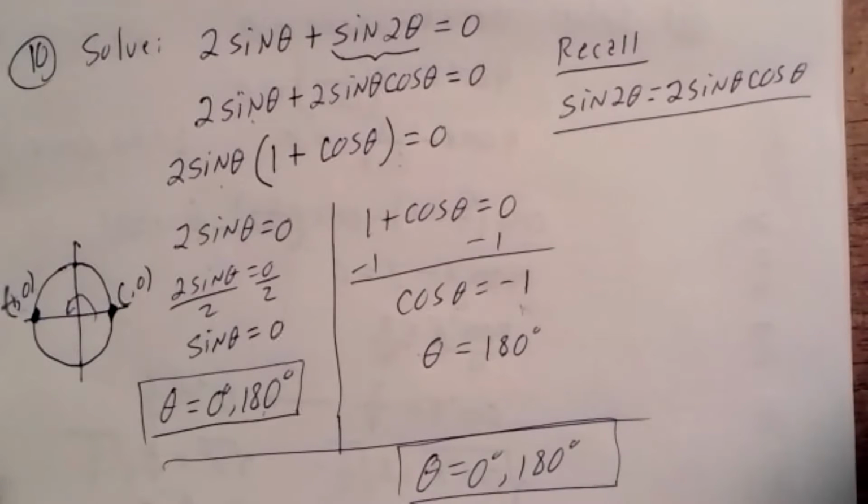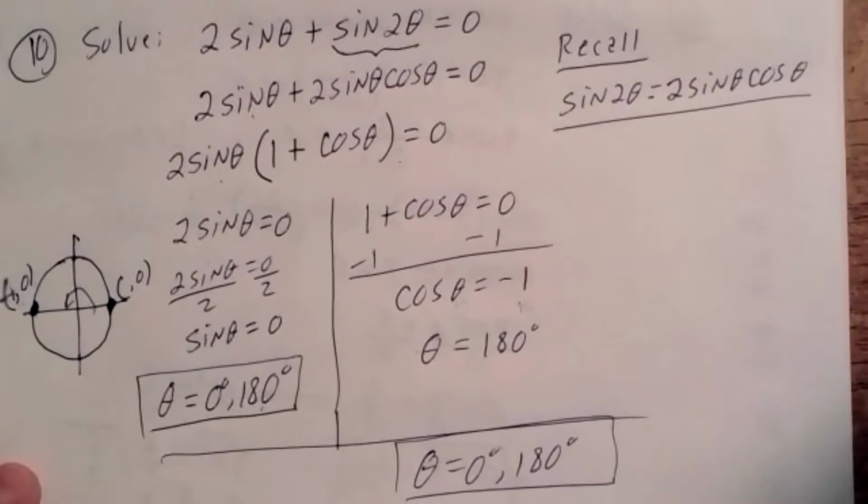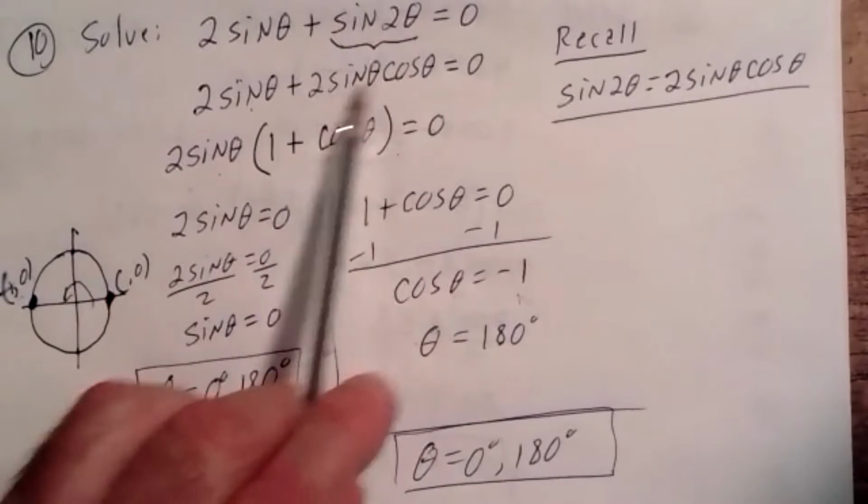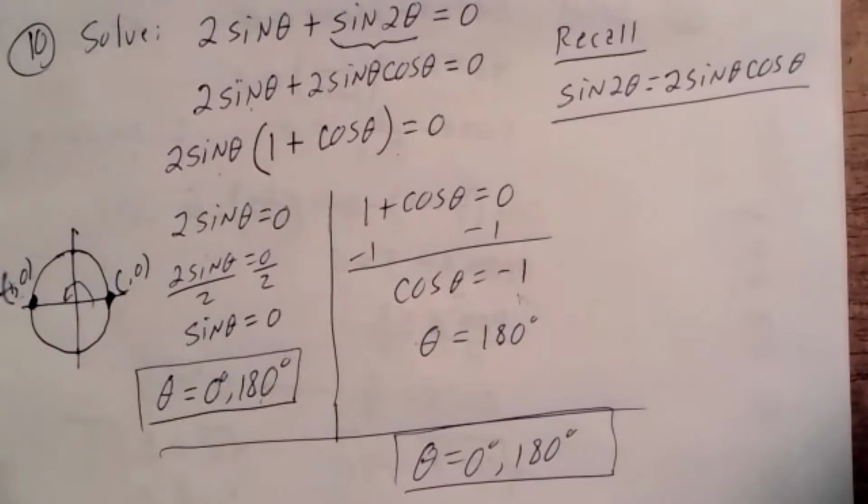Any questions on how we solve this one? Notice we at times have to tap into some previous identities that we dealt with in the past. That's another thing that is often needed, using an identity to help us solve our equation. Here we had to use the double angle identity for sine to get us moving in the right direction. Any other questions on this one?